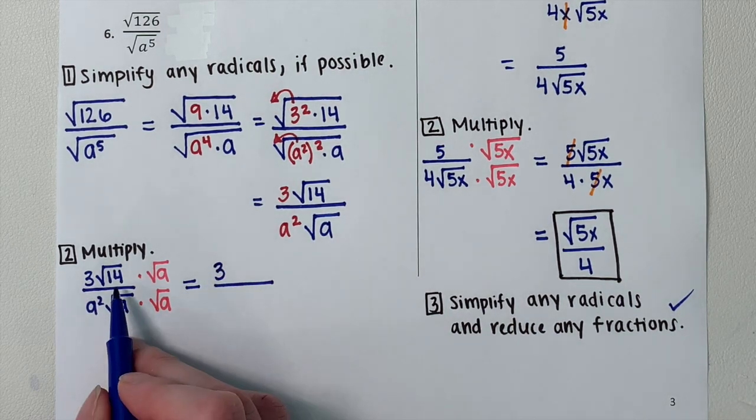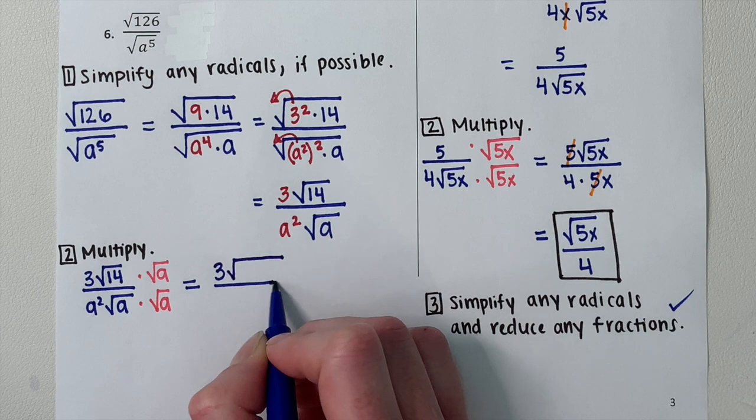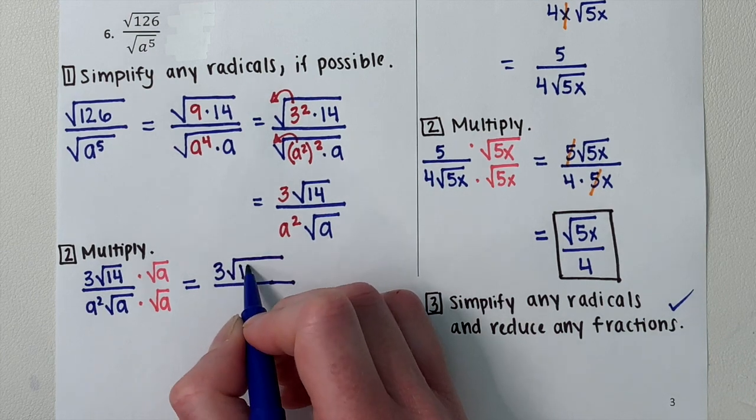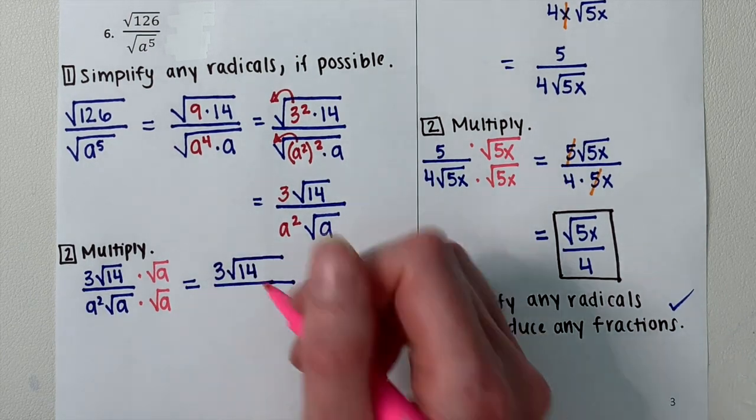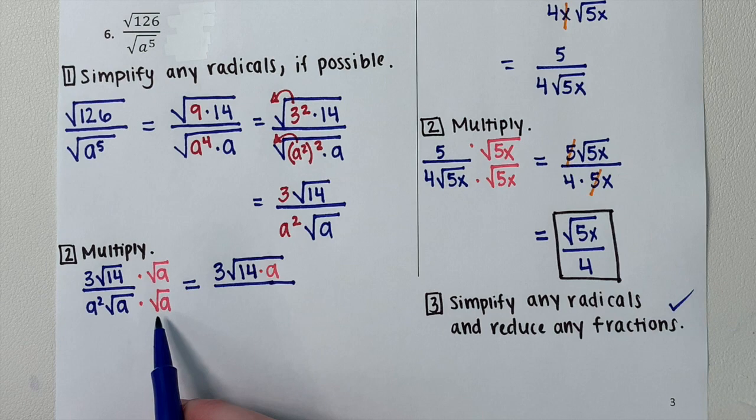And let's see, in the numerator, there's no coefficient to multiply this 3 by, so we'll just bring over the 3. The product property of radicals says that when we're multiplying the square root of 14 times the square root of a, we can combine that multiplication underneath one radical symbol to give us the square root of 14 times a. And then in the denominator, remember, when you're multiplying, you multiply coefficients and you multiply radicals.